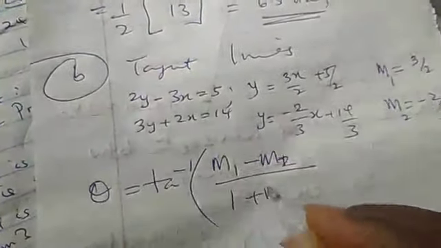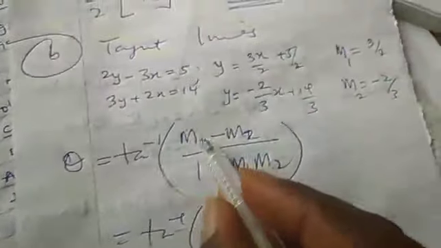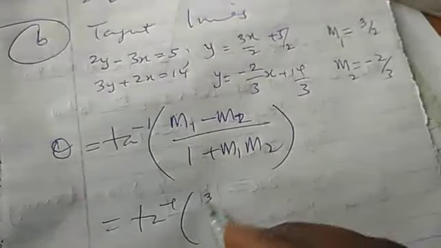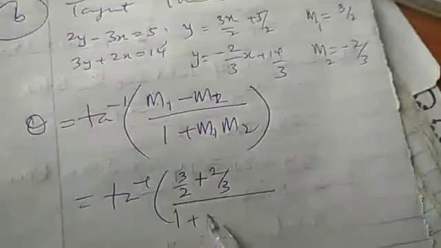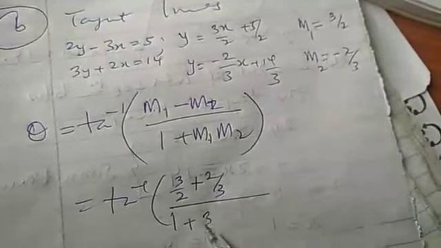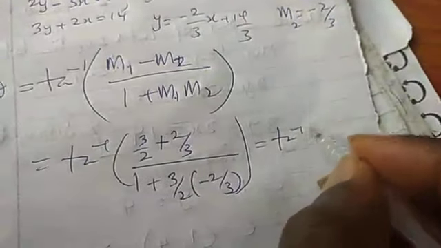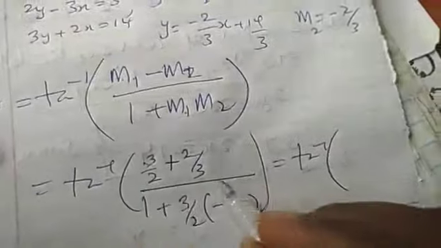If you can still recall, the angle between the lines is arctan of m1 minus m2 over 1 plus m1 m2. Our m1 is 3 over 2 minus, this is our m2, that will be plus 2 over 3, divided by 1 plus m1 m2. What's our m1 m2 here? 3 over 2 times minus 2 over 3.